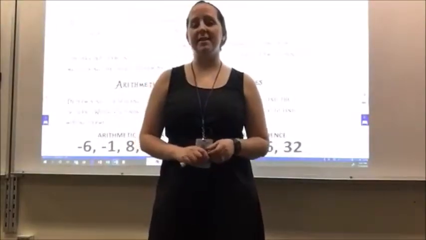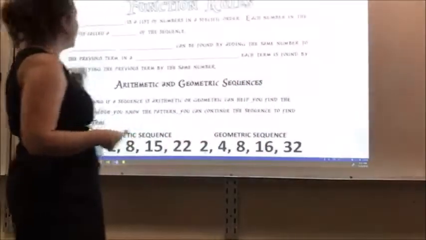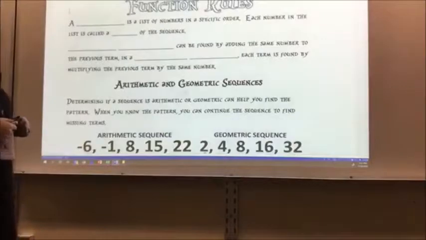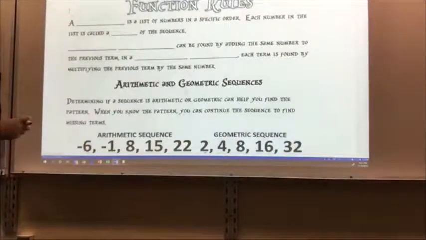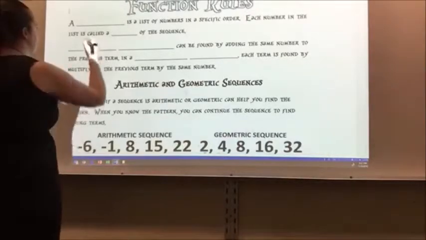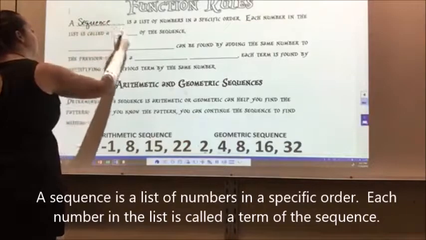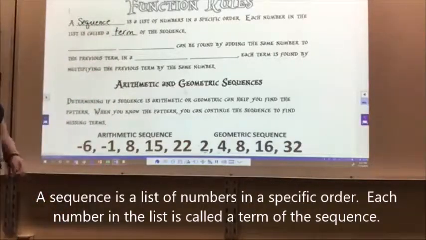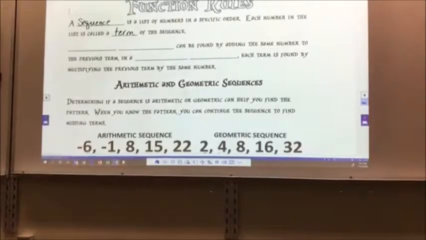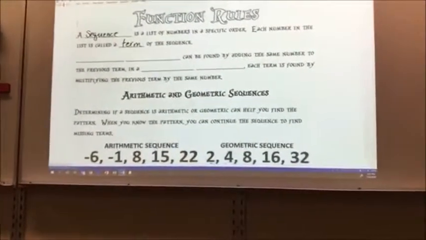All right, this is Chapter 8, Lesson 2, Function Rules. So, a blank is a list of numbers in a specific order. Each number in the list is called a blank of the sequence. In the first blank, you're going to write sequence. And in the second blank, you're going to write term. So a sequence is a list of numbers in a specific order. Each number in the list is called a term of the sequence.